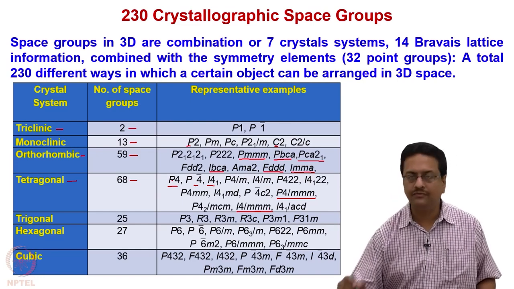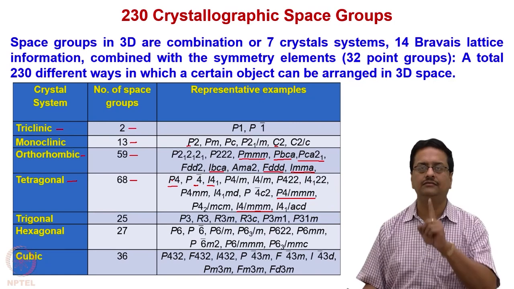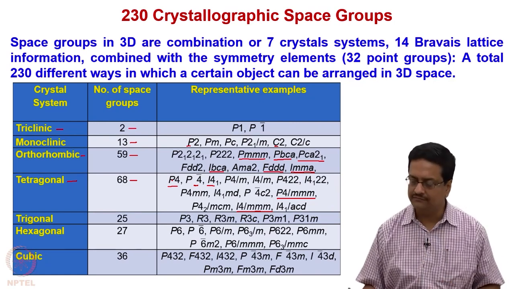So when we see P4, this means it is primitive and you have a four-fold axis parallel to Z.